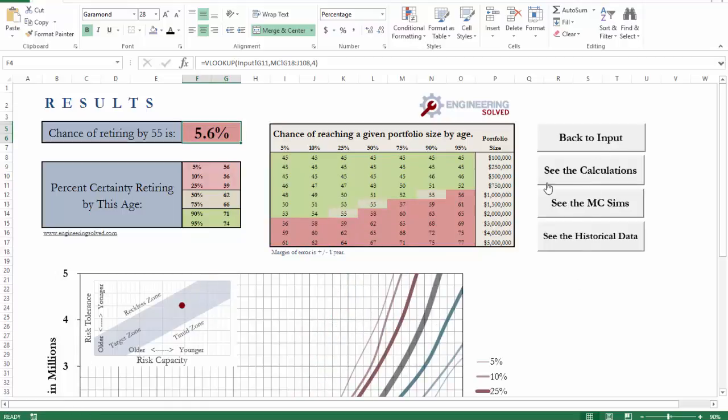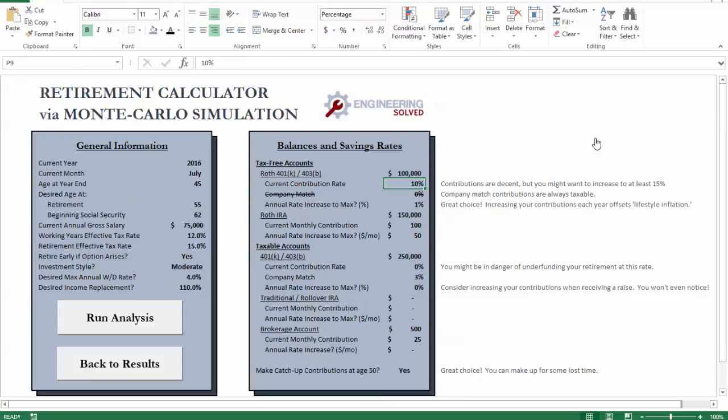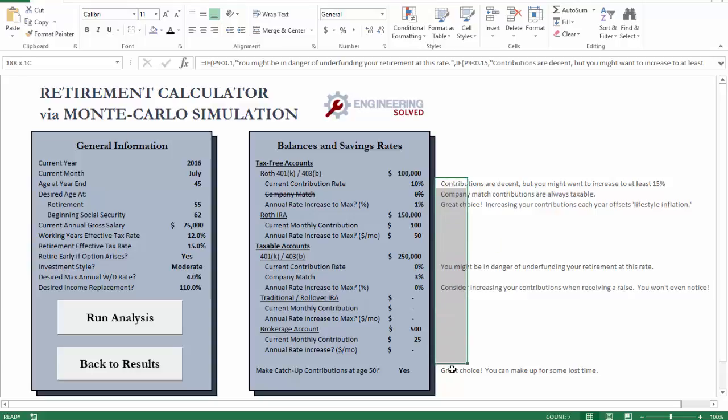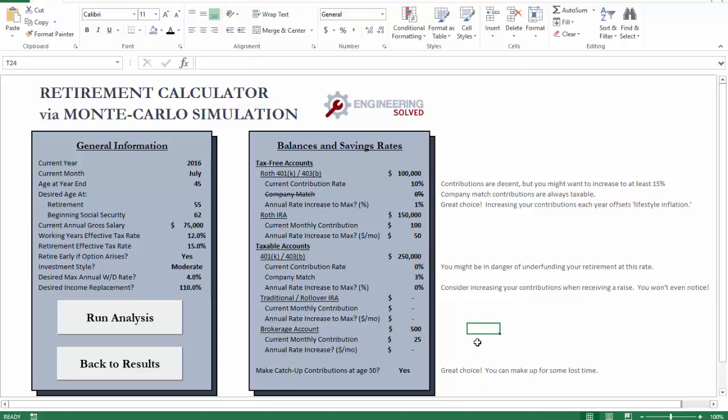So yeah, that's about it, guys. I hope you like the tool. I put a whole lot of thought and effort into this. Oh, and one more thing. This column here has some if-then statements. So as you update things and then run it and then go back to the results, it will change suggestions, just general suggestions. Nothing that should be held on to tightly.